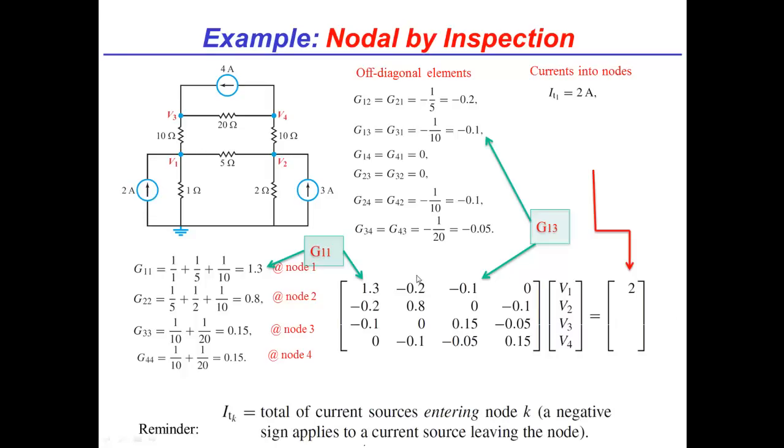And then the next one is we're doing it for node 2, and that's 3 amps because we have a 3 amp current source coming in. And then node 3, we have 4 amps, but that means it has minus 4 amps because 4 amps was leaving, so we get minus 4.